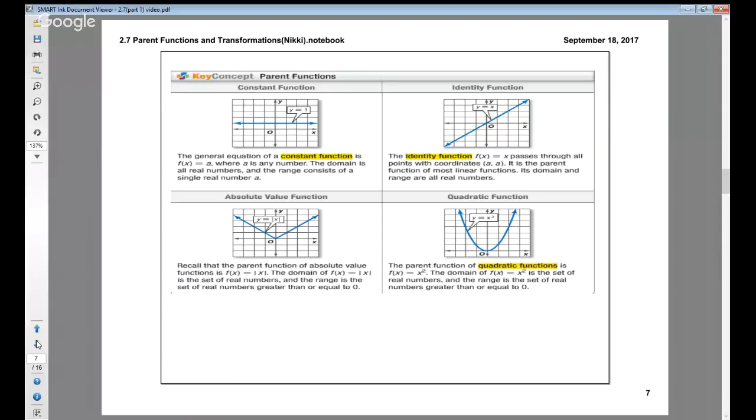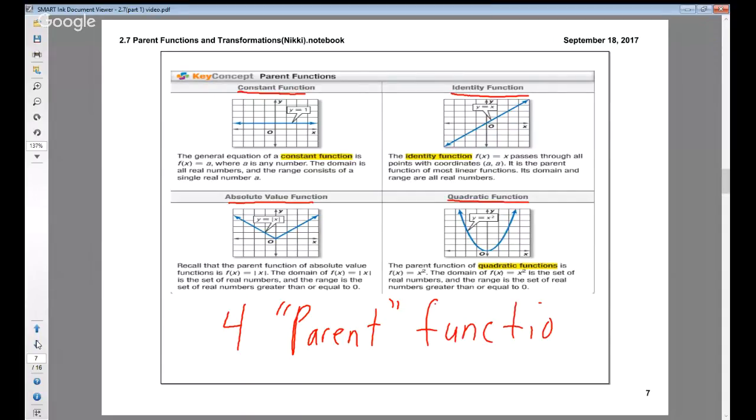Now, go to the next slide. I went ahead and put all the parent functions on one slide: your constant function, your identity function, your absolute value function, and your quadratic. These are the 4 parent functions. And I recommend that you remember these well, because these will actually be on a future quiz or test.